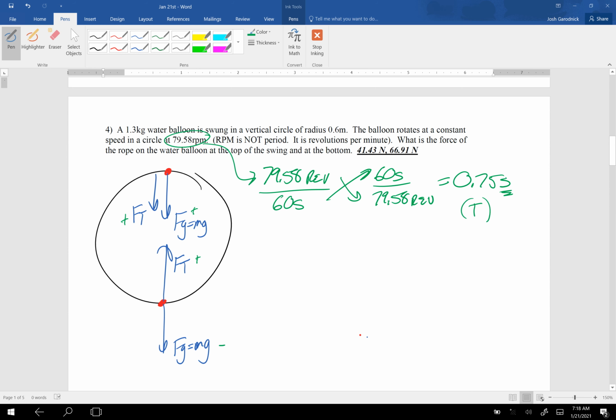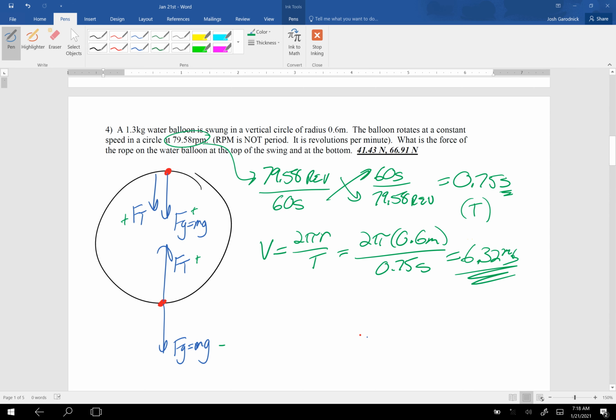We now know the radius and the period. Actually, the first thing I'm going to do is solve for the velocity, which is 2 pi r over T, or 2 pi times our radius, which is 0.6 meters. That's the length of our string. And the period is 0.75 seconds. The velocity is 6.32 meters per second.